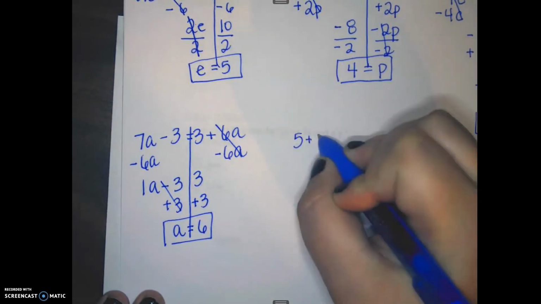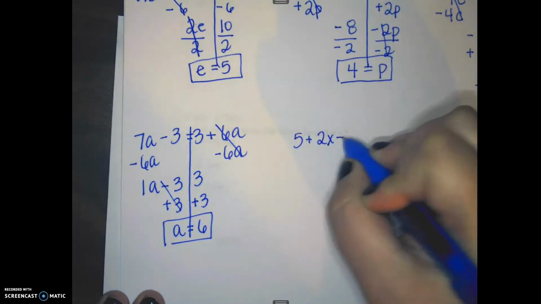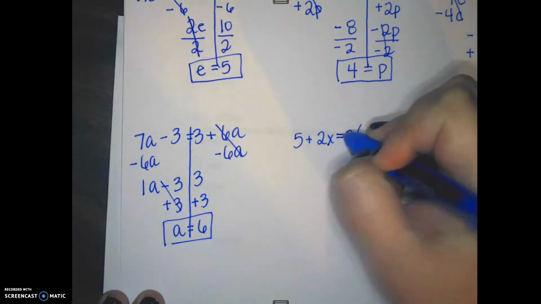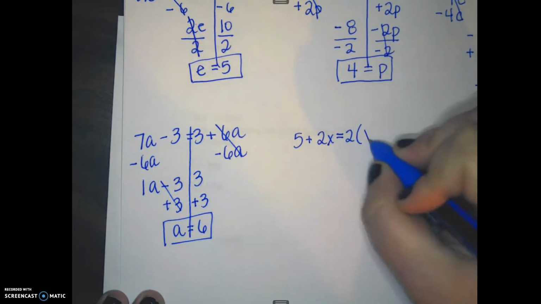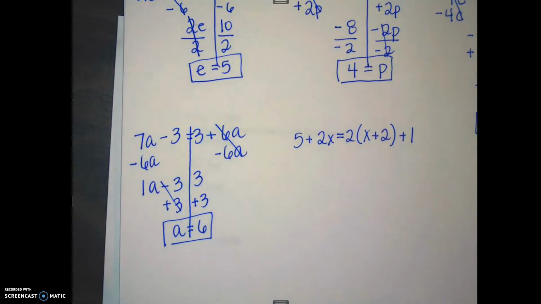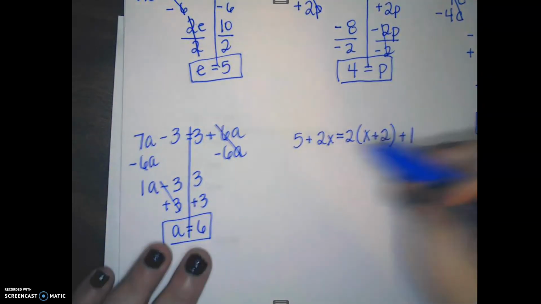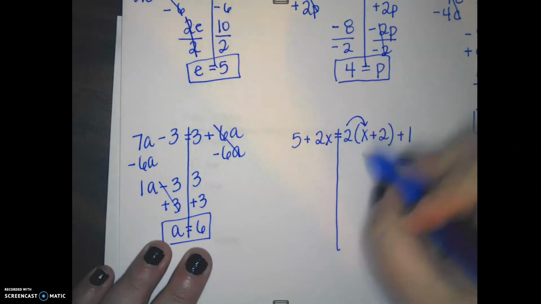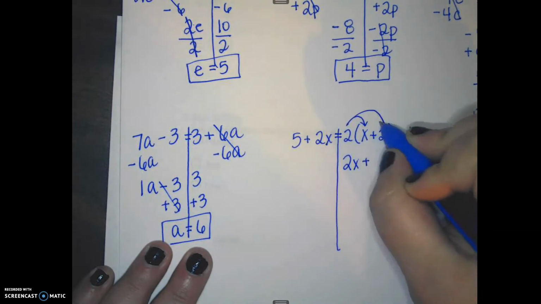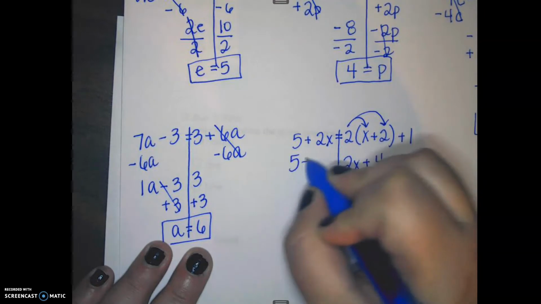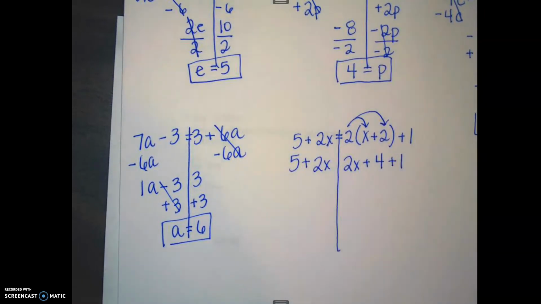5 plus 2(x minus 2) equals, sorry, I can't read my own handwriting, x plus 2 plus 1. Ooh, that's a messy one. So let's see. I can see off the bat I've got parentheses. So let's take care of it. 2x, bring down my plus, 2 times 2 is 4, bring down my plus 1, nothing from that side.